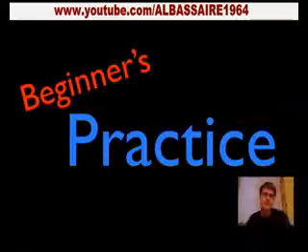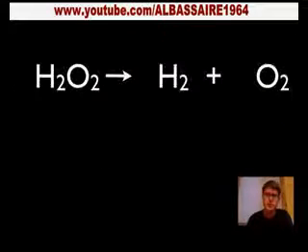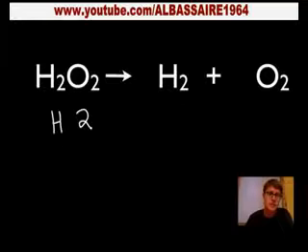So let's try it. The only way to get better at this is to just practice. Let's try a few, and I'll show you how I would think through this in my mind. If we look at the first one, this is H2O2, which is hydrogen peroxide. It breaks down into hydrogen gas and oxygen gas. So how would I set this up? Well, on the left side, we've got H2. If I want to write it out, I could. I've got 2 hydrogens on the left, and as far as oxygens on the left, I've got 2 oxygens as well.